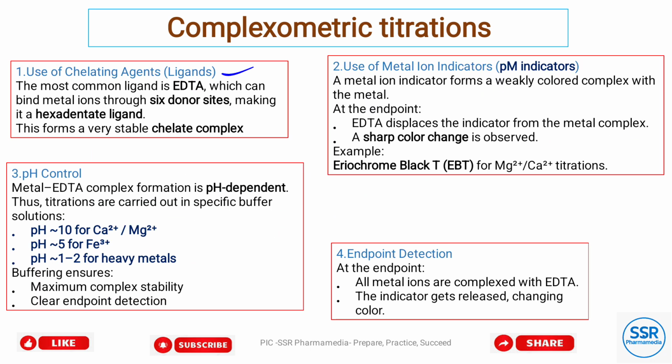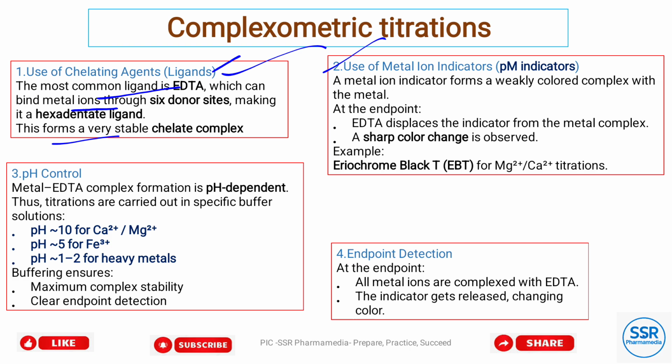In complexometry, what is the use of a chelating agent? Chelating agents are also called ligands. Ligands means electron-donating groups. The most common ligand is EDTA, which can bind a metal ion through 6 donor sites, making it a hexadentate ligand. This forms a very stable chelate complex.